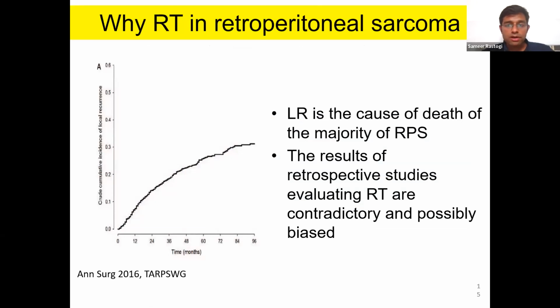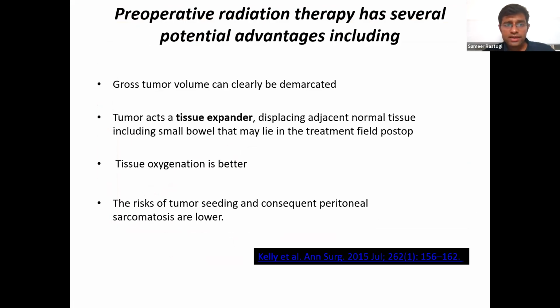And the pattern of local recurrence is such that it never stops, it never plateaus, it just goes on with time. As you can see, it doesn't reach a plateau even at 3 years. So local recurrence is one of the most challenging things in retroperitoneal sarcomas because of anatomy and their size. What are the advantages of pre-operative therapy? Or let's be focused, pre-operative radiation.